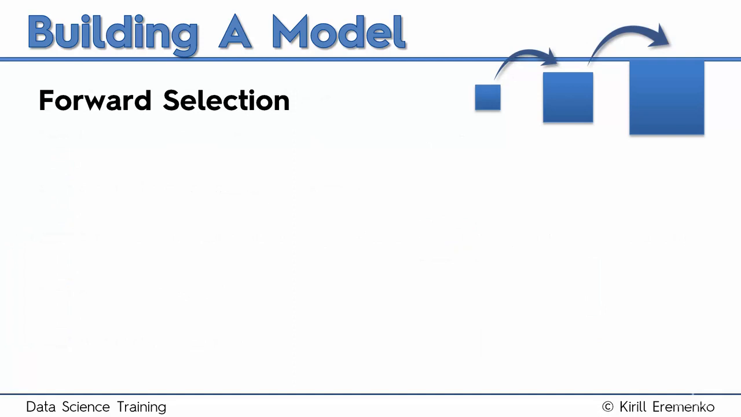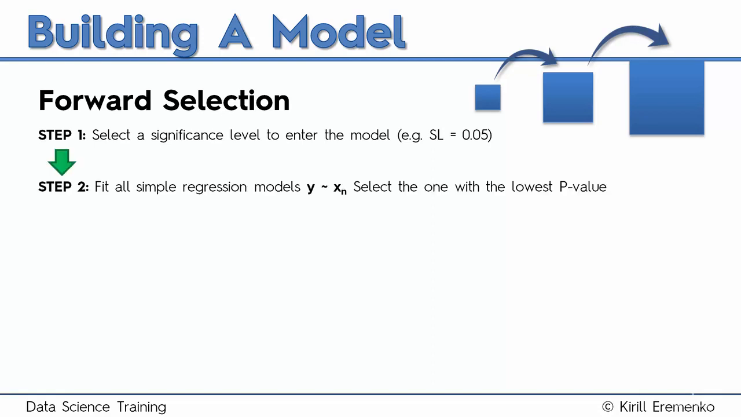Next method is the forward selection. It sounds like the opposite, and the picture in the top right corner does illustrate the opposite, but it's much more complex than just simply reversing the procedure. You will see that it's a much larger procedure. We start with step 1. Select a significance level to enter the model. And in this case, once again, we're going to select 5%. Then we go to step 2.